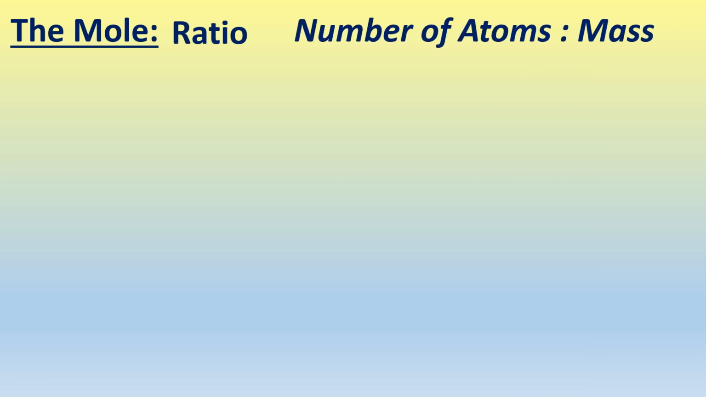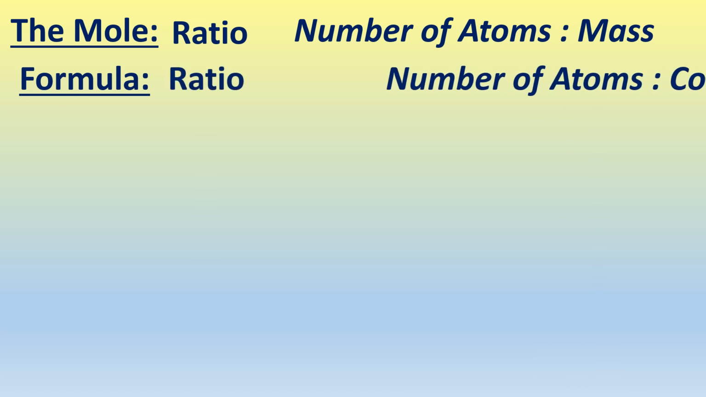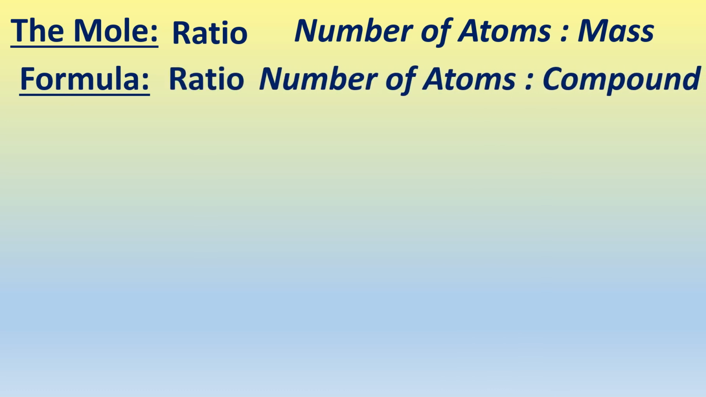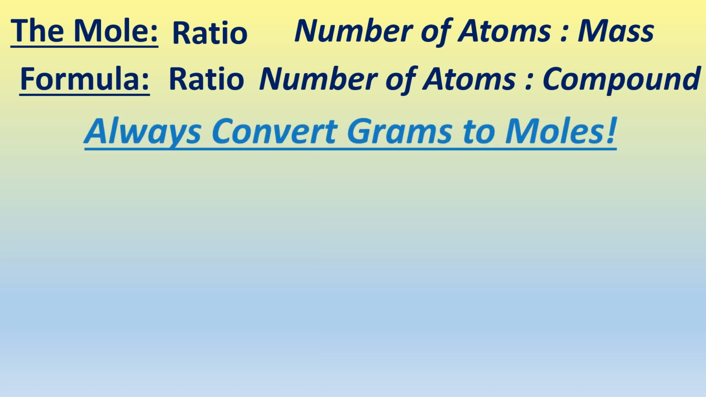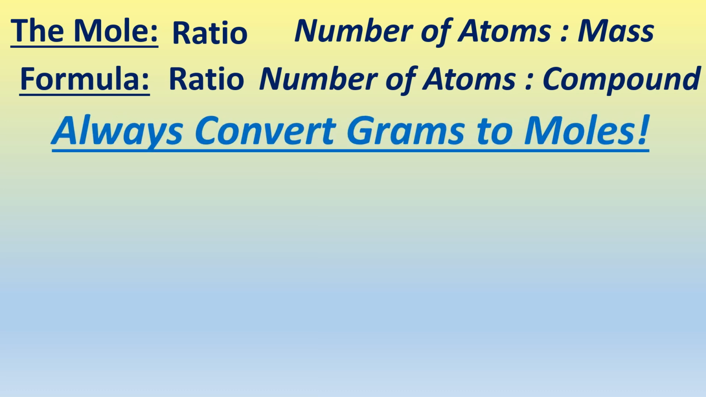Summary. Essentially, chemistry is a game of ratios. The mole is the number of atoms to the mass. The chemical formula is the ratio of the number of atoms in a given compound. As each atom weighs different, if you're counting atoms, it is important to always convert grams to moles.